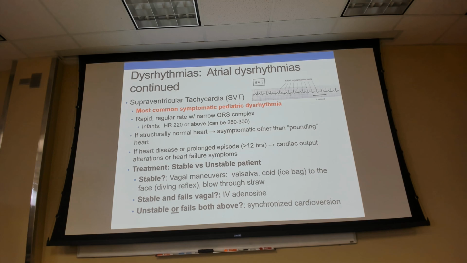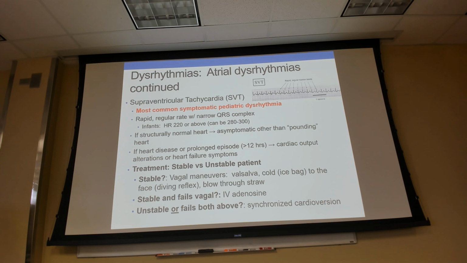And how do you give this? Fast push and followed by a flush, right? Think about a baby. If you're doing this by weight, if you push the 1 mil or whatever it is of adenosine, it's not even going to get through the tubing, right? That's why you need to have a push right after to make sure it even gets into the baby. And then if both of those fail, synchronized cardioversion.